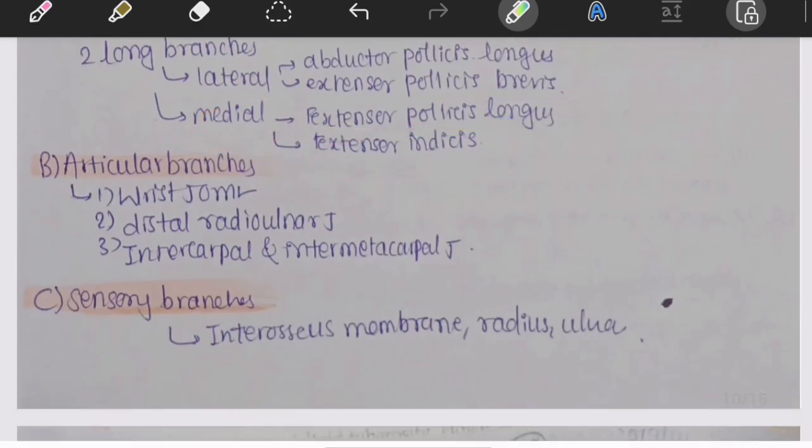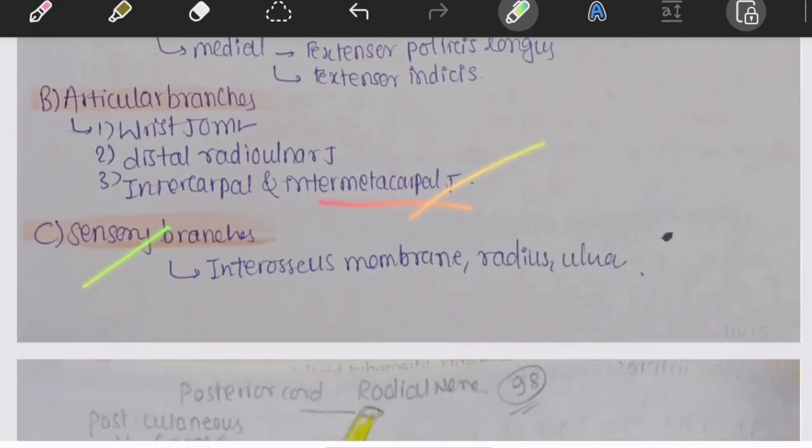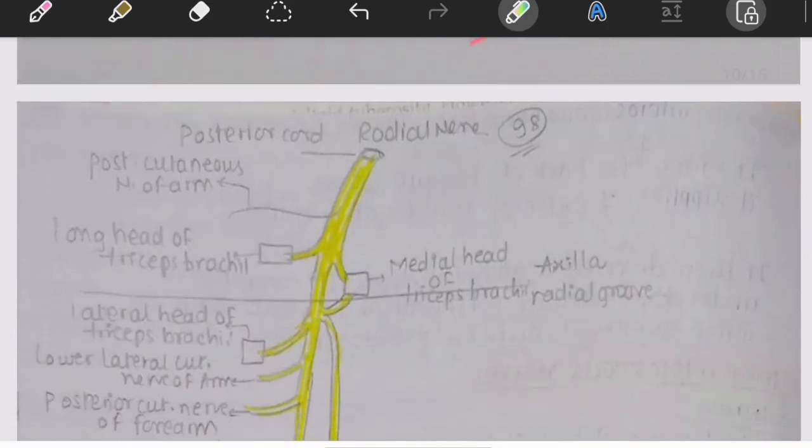Articular branches supply joints: the wrist joint, distal radioulnar joint, intercarpal and intermetacarpal joints. Sensory branches go to the interosseous membrane, radius and ulna. This is the diagram for the radial nerve course.